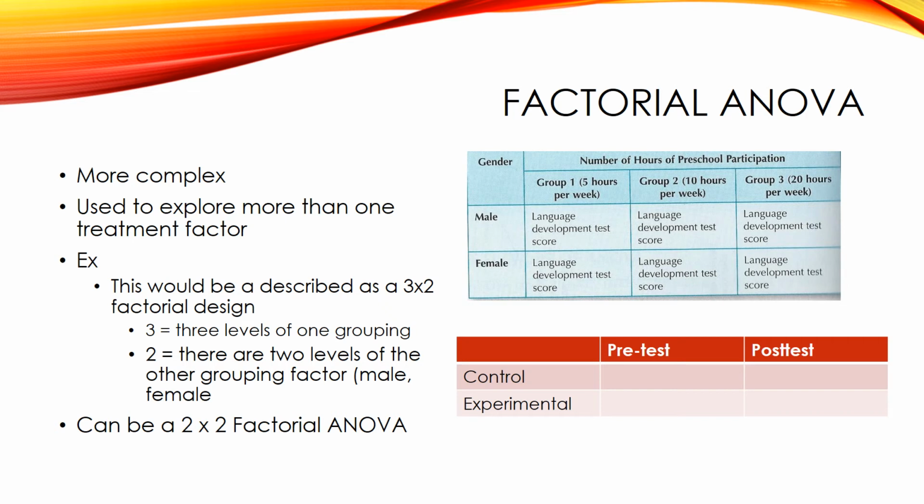Many times what you'll see with a two-way ANOVA is what you see on the bottom. It's a 2 by 2 factorial ANOVA, where you have a control and experimental group and a pre-test and a post-test group. And that's fairly common in the research that we do. So you could use a t-test for this, but again, the t-test may not look at the between group differences.